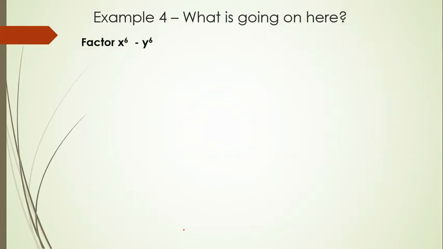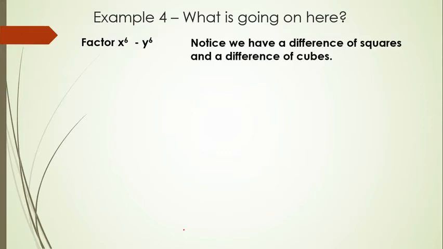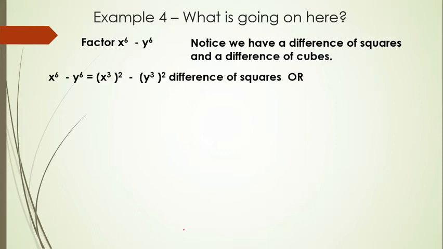All right, what is going on here? This is a little tricky because x to the 6 minus y to the 6, notice we have a difference of squares and a difference of cubes. So we can write this as x cubed squared minus y cubed squared, or we can write this as x squared cubed minus y squared cubed.